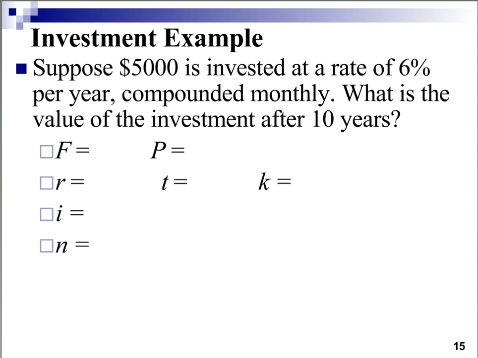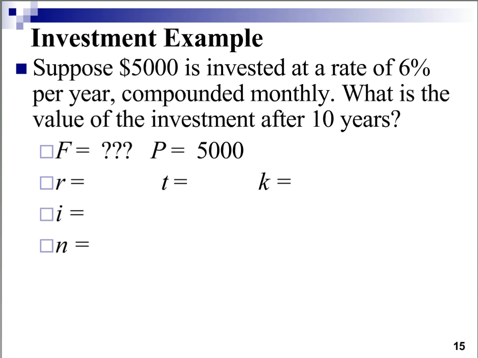So in order to compute this future value, we're going to need to fill in some numbers. Of course, the future value is the amount that we're looking for. We want to know what the future value is in 10 years. The present value is the number 5,000 because that's what we're investing in the present time.